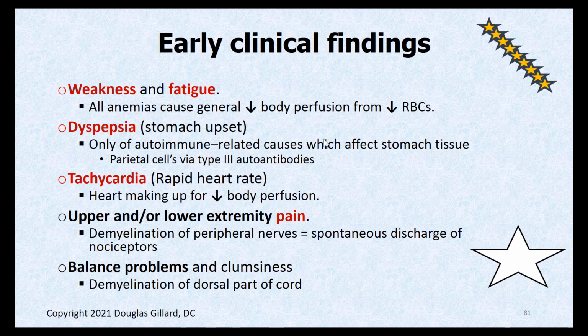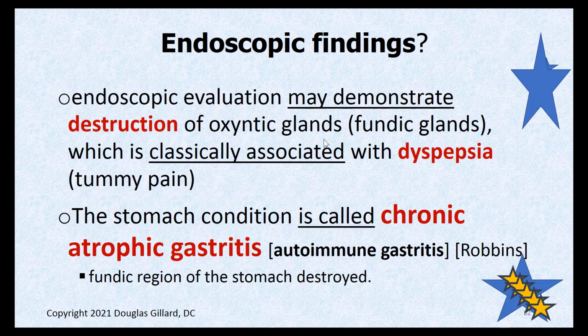And they may have balance problems as well because, as we will learn, vitamin B12 is very important for making myelin. And so you could have a demyelination of part of the dorsal part of the spinal cord, and there goes your proprioception. So you have a really wobbly gait, and you're really clumsy, and you can't do fine dexterity with your hands. How about if you stick an endoscope down in the stomach, what are you going to see?